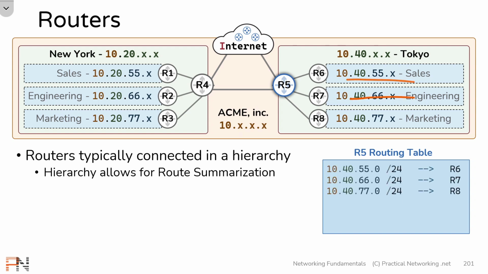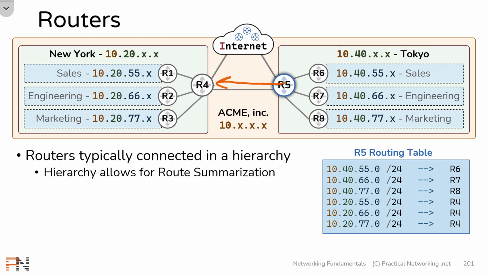There'll be 3 networks to account for the 3 teams in Tokyo, pointing to router 6, router 7, and router 8, respectively, and 3 more networks accounting for the teams in New York, each pointing to router 4. Now I want to quickly pause and talk about this /24 real quick.